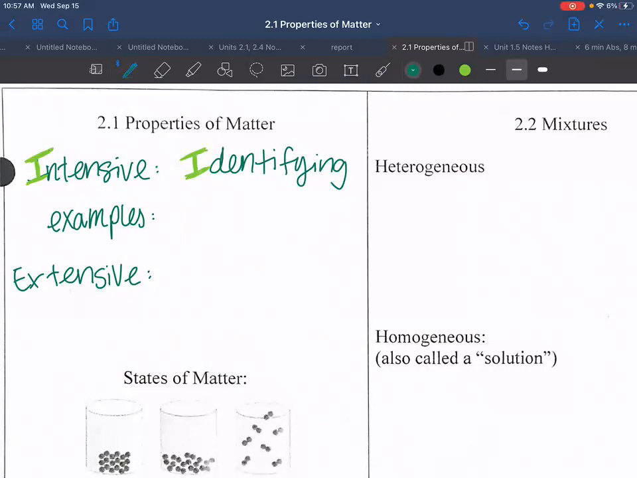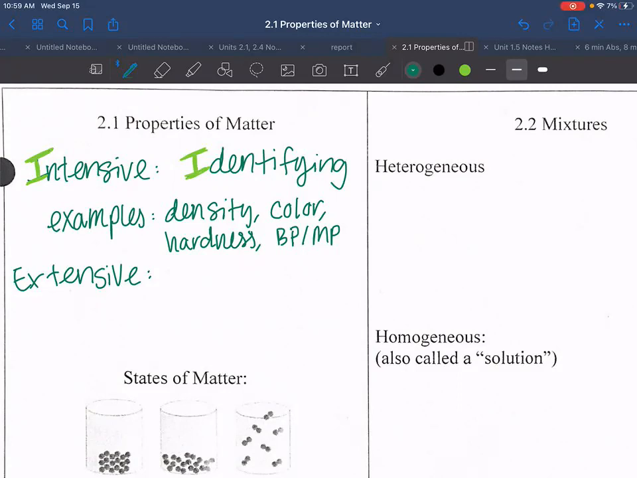Density, mass is the next one. We got density as an example. What else? Say color, hardness. Now I want to also bring up boiling points and melting point. Those are super important for identifying. So I'm going to abbreviate those. Boiling point, melting point. So we could go on and on. We're not going to exhaust the list of intensive properties.